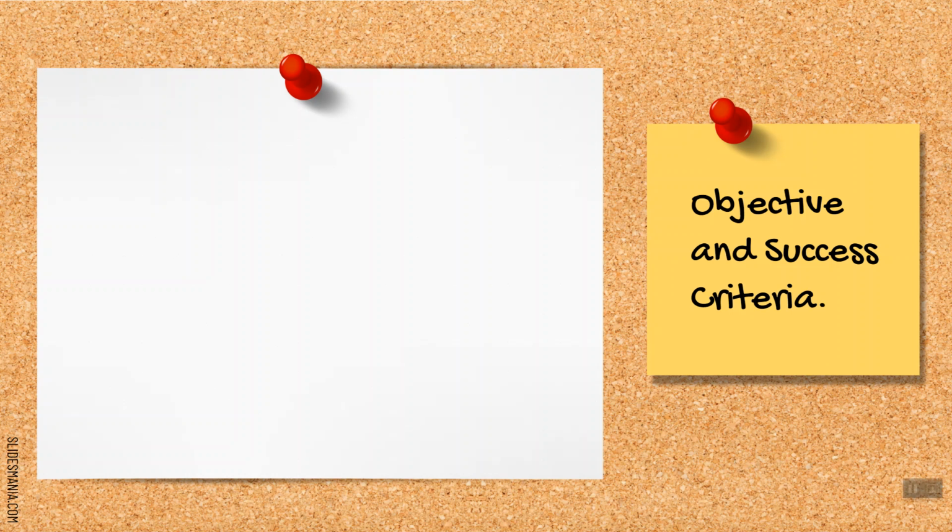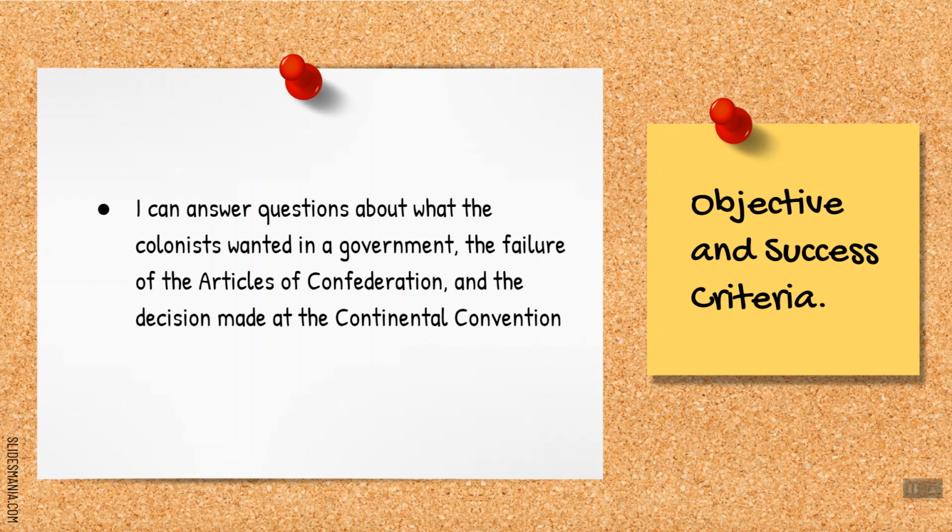So it's really very important to understand what they went through to get here, by knowing that they fought in the Revolutionary War to gain independence, and then how they got together and came up with the brilliant idea of what we still have today. So it's quite important to understand, so make sure that you're listening very closely. Today your objective is that you can answer questions about what the colonists wanted in a government, the failure of the Articles of Confederation, and the decision made at the Continental Convention. So, sorry, that should be the Constitutional Convention, sorry.